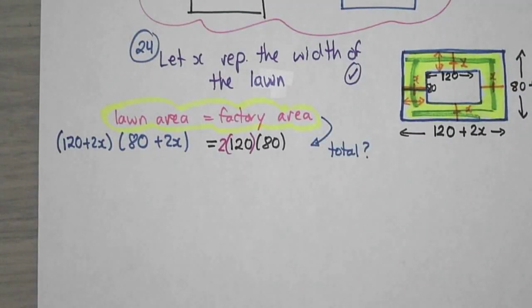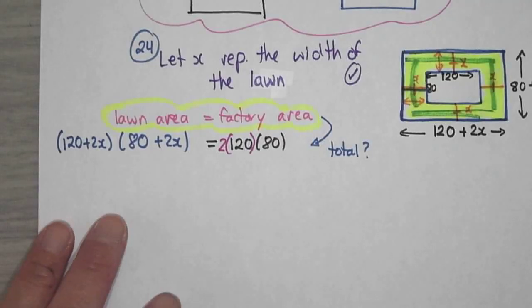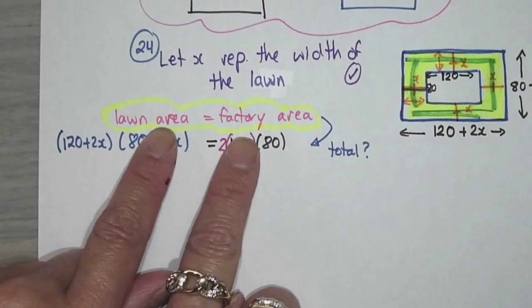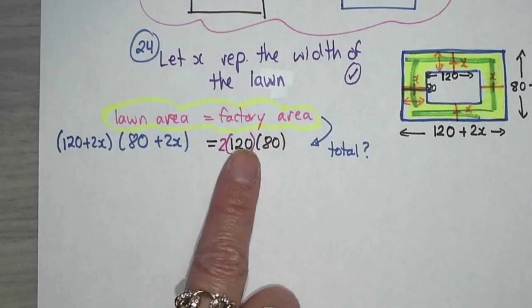There's a subtraction way as well, but then there's like a double subtraction, and I think it takes a lot longer. It's harder to do. Okay, so we have the area of the lawn? Yeah, because it said the area of the lawn is the area of the factory. It says it in the question.